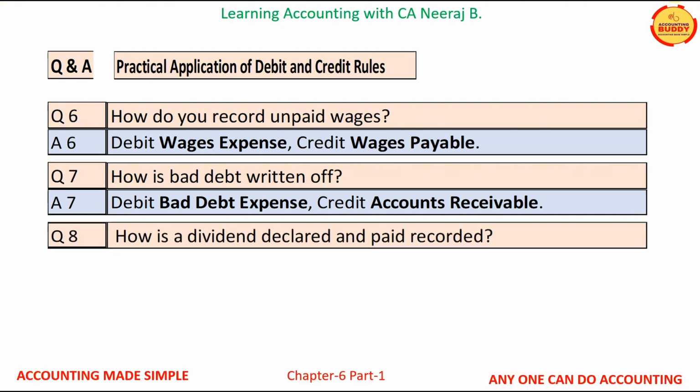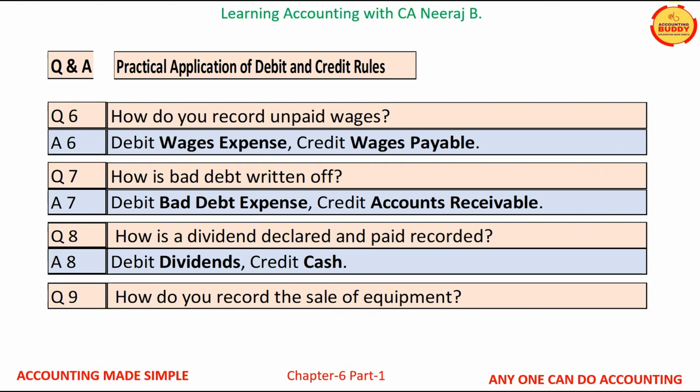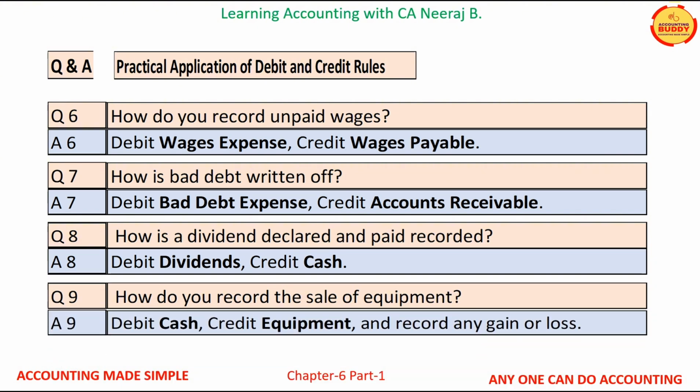Question number 8, how is a dividend declared and paid recorded? The answer is debit dividend account and credit cash account. Question number 9, how do you record the sale of equipment? The answer is debit cash and credit equipment, and also record if there is any gain or loss in the transaction.